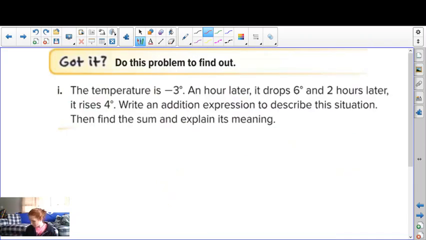All right, guys, do this one on your own. Temperature's at -3. An hour later, it drops 6. And then 2 hours later, it rises 4. Write an addition sentence. And then explain its meaning.